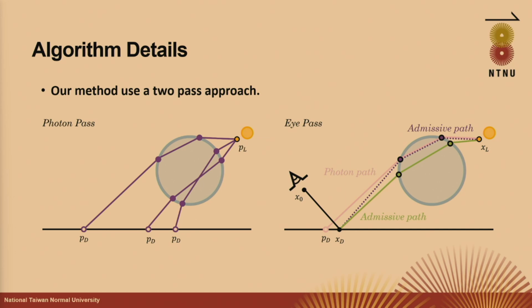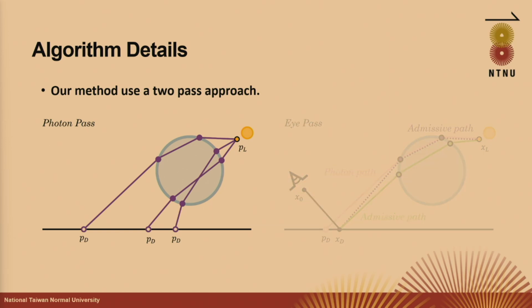We use a two-pass approach, as we need dedicated paths to generate the photons. So let's start from the photon pass.